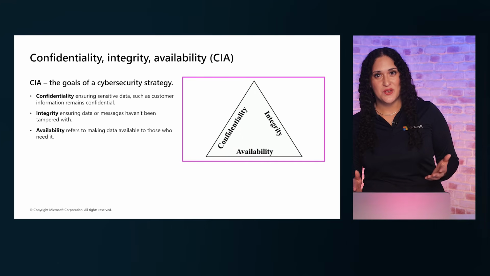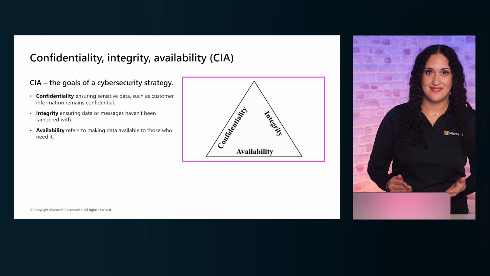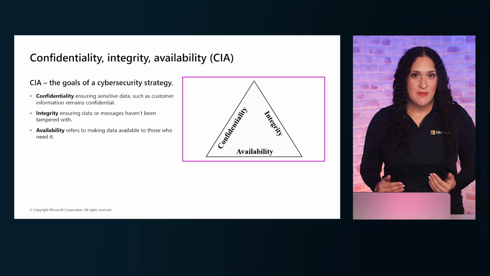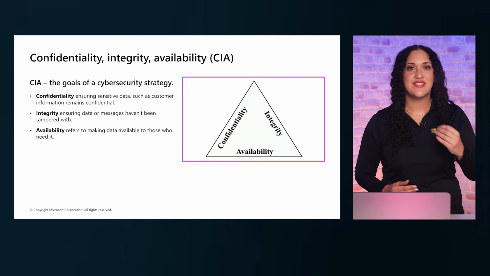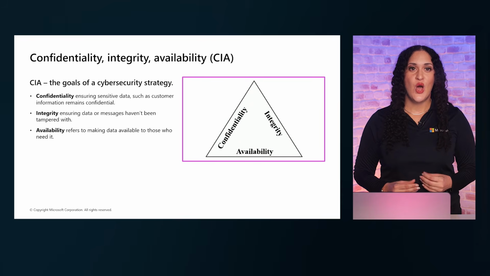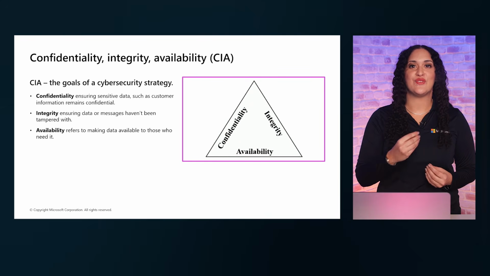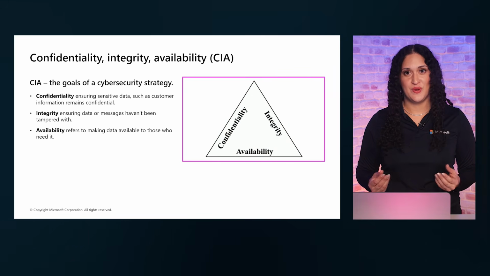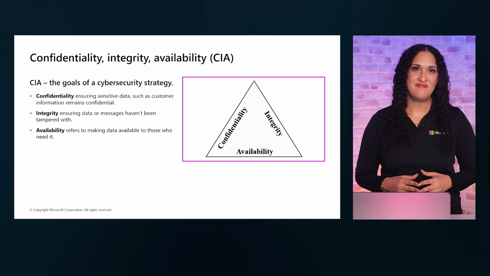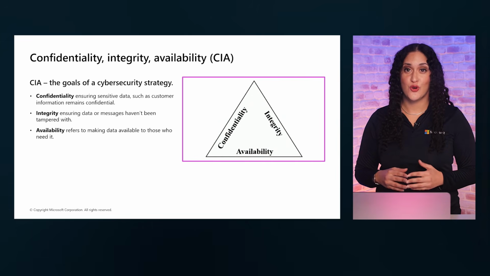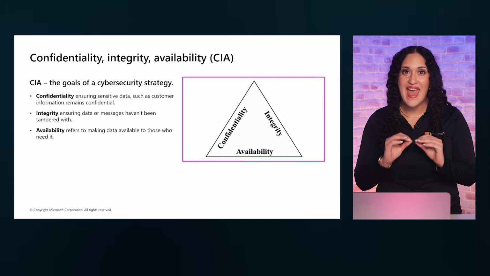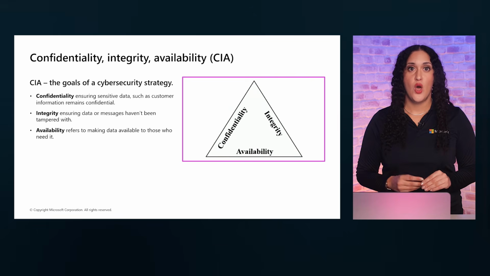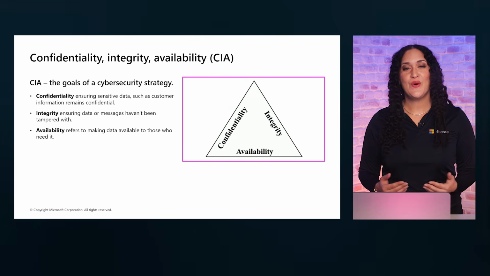Now, in the previous slide, we talked about the concept of defense in depth, okay? But all of those different mechanisms are actually elements of a cybersecurity strategy, whose goals include ensuring confidentiality, integrity, and availability, often referred to as CIA. The CIA triad describes the three core goals of any cybersecurity strategy, whether they're on premises or in the cloud.